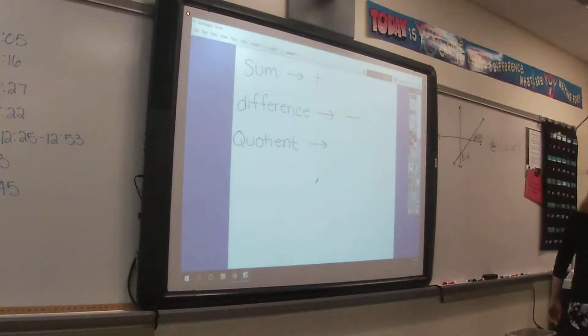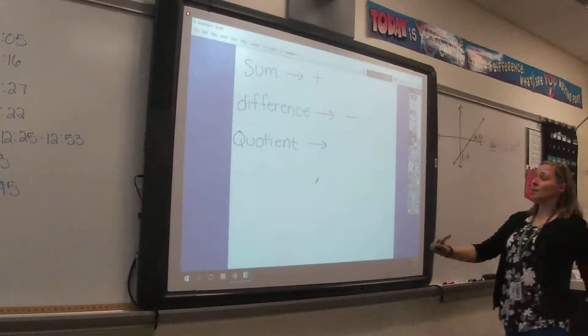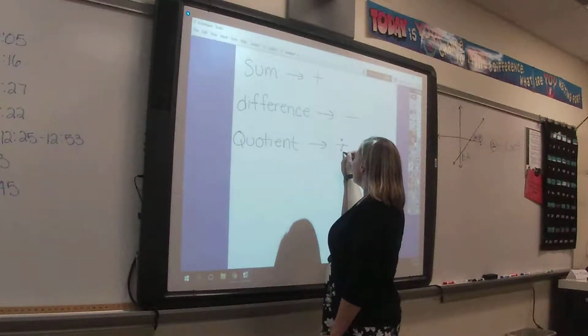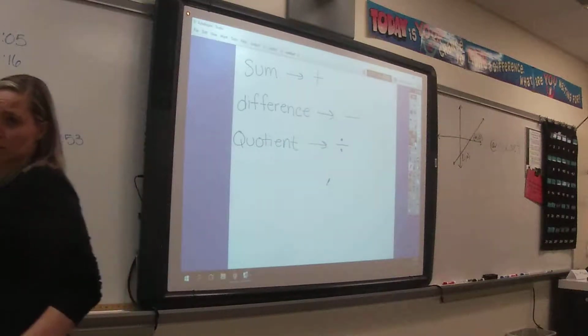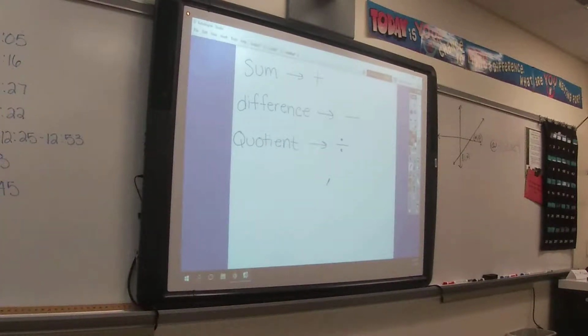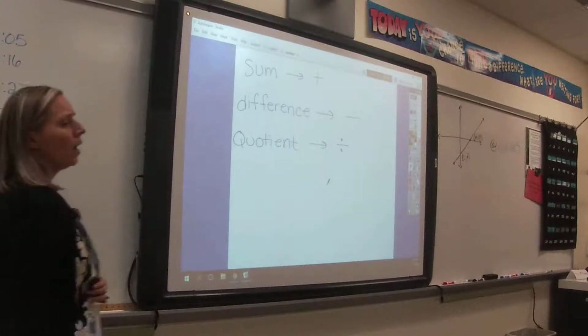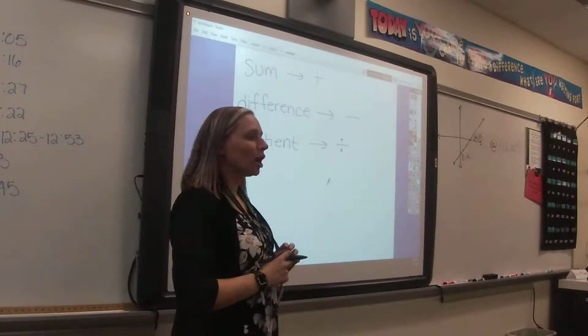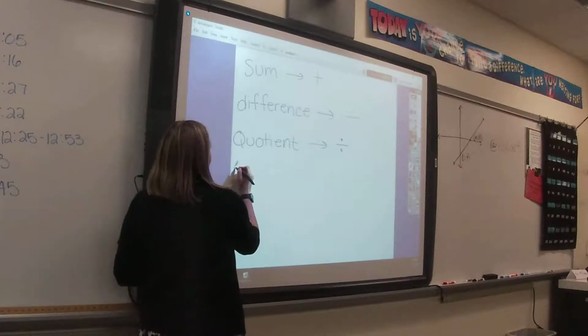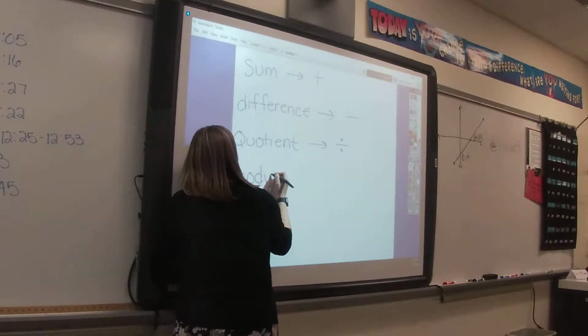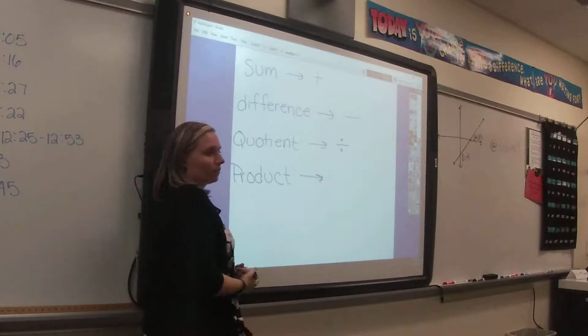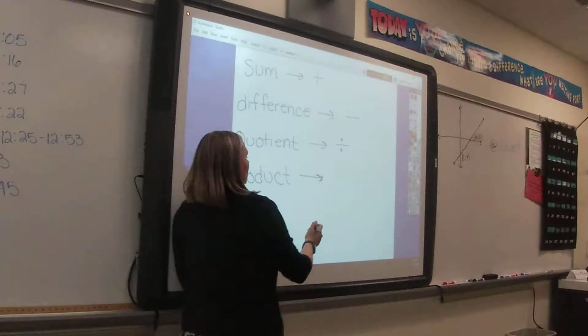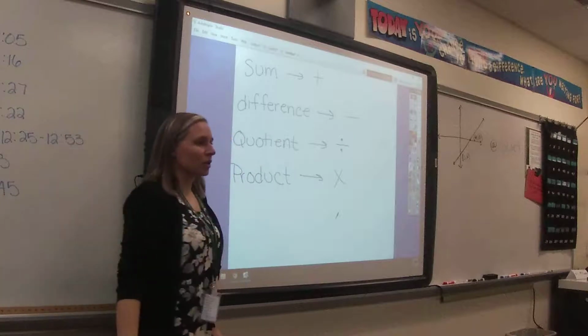What does quotient mean? Answer to division. A division. How do we write division these days? Is that the division sign we write? Not so much anymore. How do we really write division at this level? A fraction bar, right? So we'll see a fraction. What's product? Multiplication. We're going to talk a lot about those sort of options and how we write them when we come back from lunch.